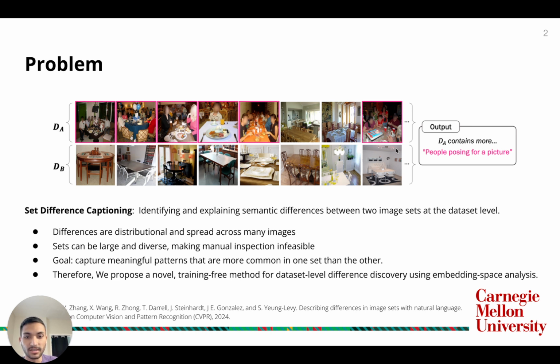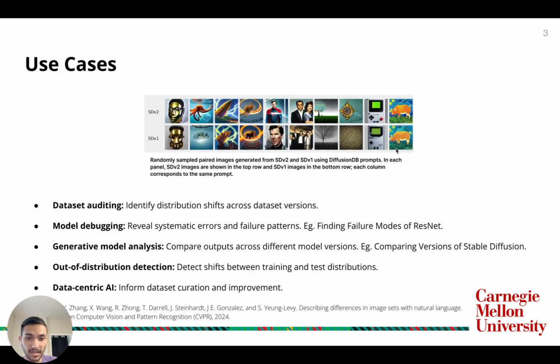Now, let's take a look at some use cases. In dataset auditing, it helps identify distribution shifts across dataset versions. In model debugging, it reveals systematic errors and missing patterns. Similarly, in data-centric AI, it can help guide dataset curation by identifying what is overrepresented or underrepresented.